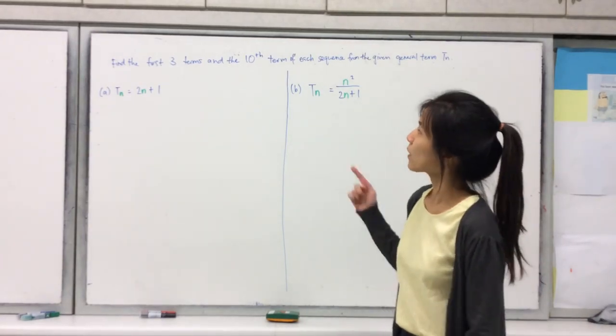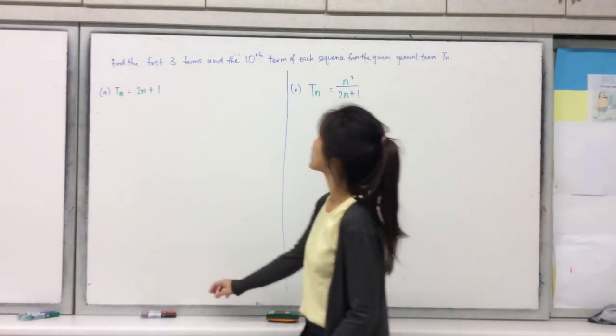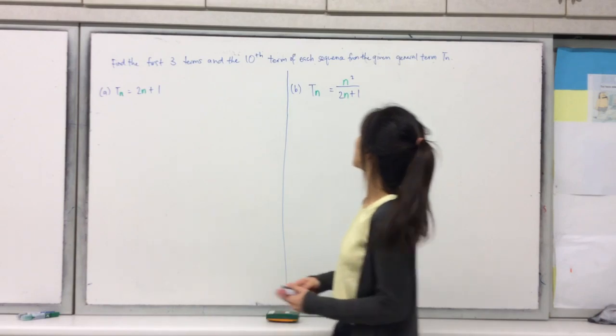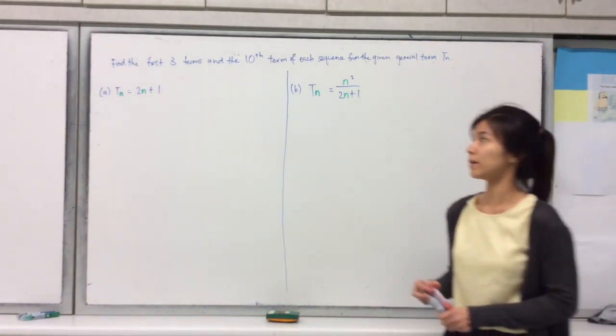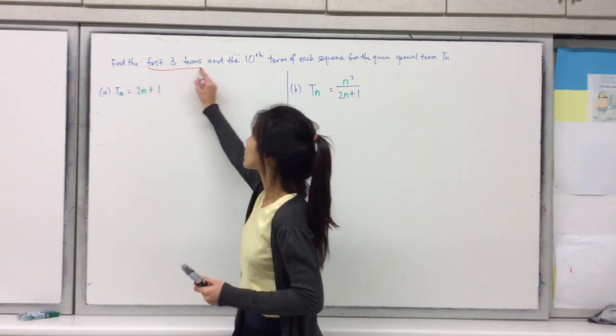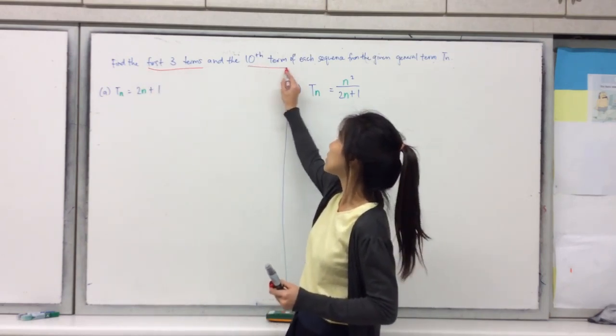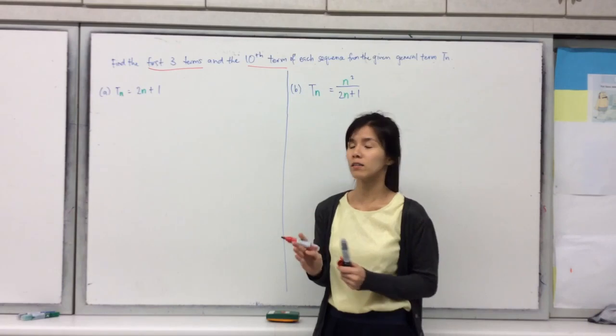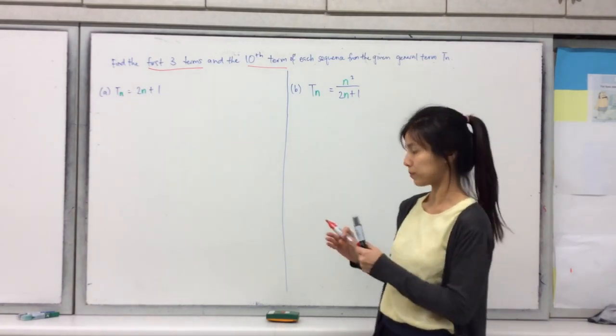The question is asking you to find the first 3 terms and the 10th term of each sequence from the given general term Tn. Now, the question is asking you for the first 3 terms, so you highlight the first 3 terms, and the 10th term. So in total there are 4 answers that you have to find from the question.